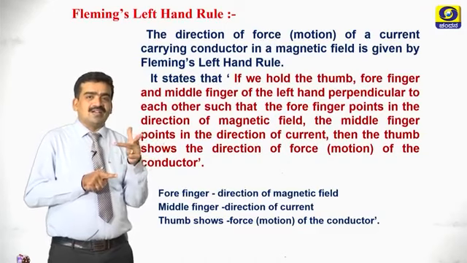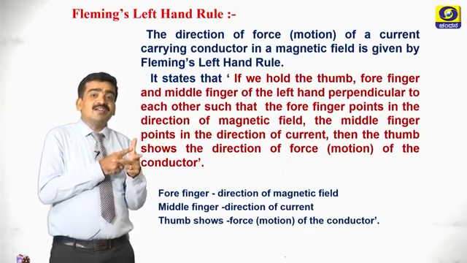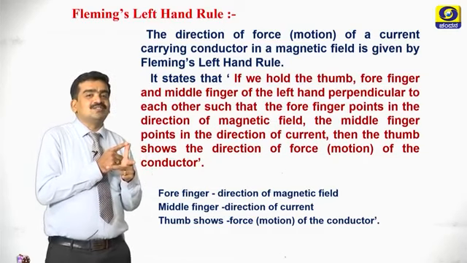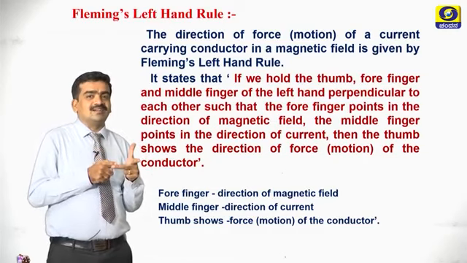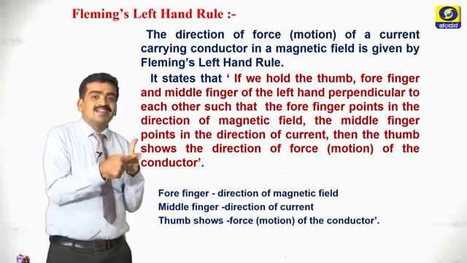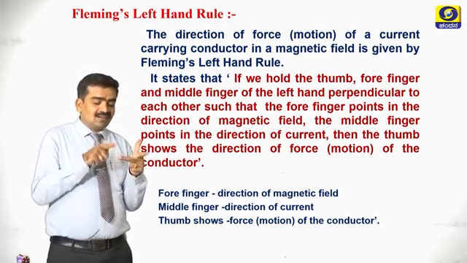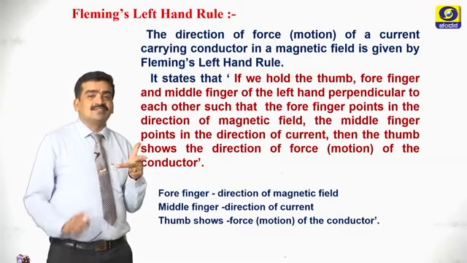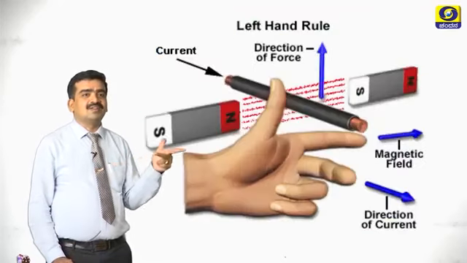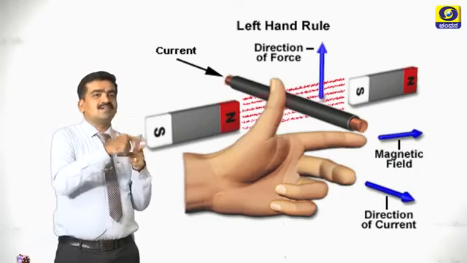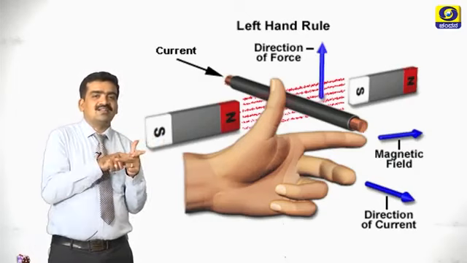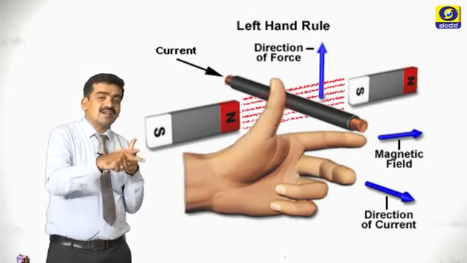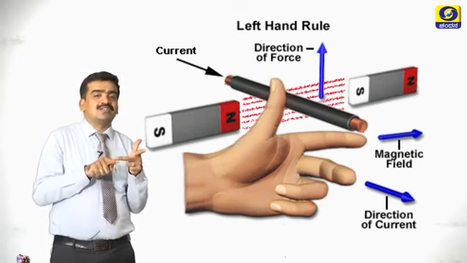So if you hold like this, the thumb indicates the mechanical force acting on the conductor due to the magnetic field and the current. The forefinger indicates the direction of the magnetic field, and the middle finger indicates the direction of the electric current. So we can see the directions over here. This is the mechanical force on the conductor, this is the magnetic field, and this is the electric current.